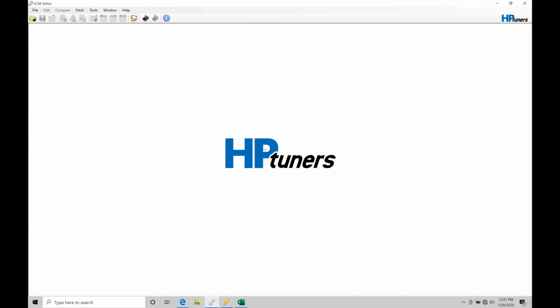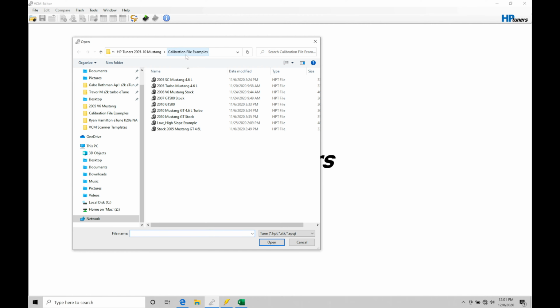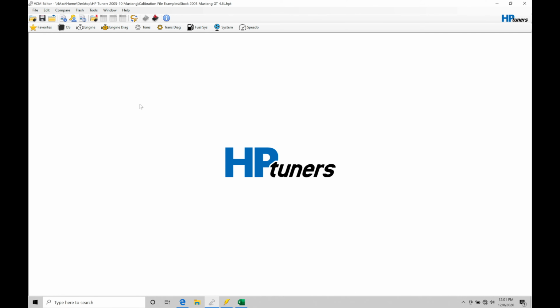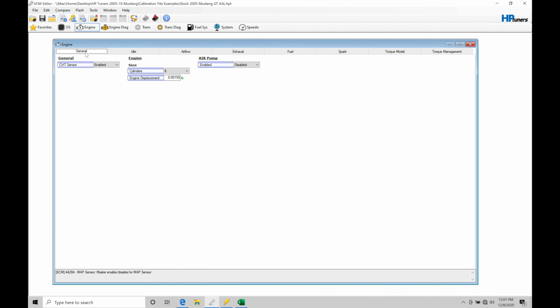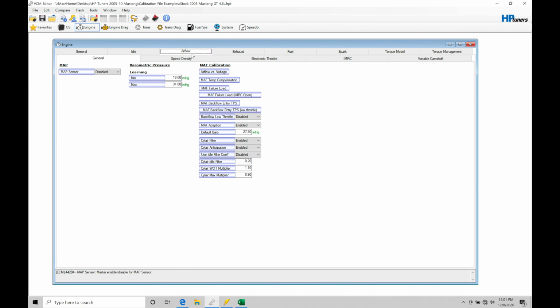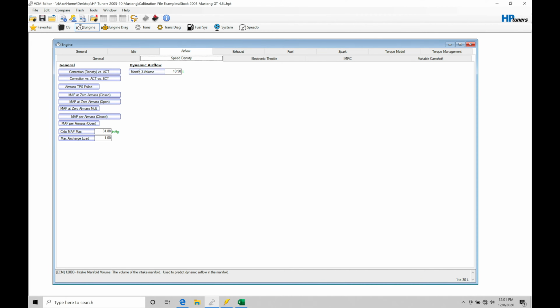So first things first, let's open up a calibration file. I'm going to go here to File Open and then move into our calibration file examples. I'm going to grab a stock 2005 Mustang GT 4.6 liter. Let's click Open here. Now we're going to go into Engine, and then under Engine, moving from General into Airflow and then into Speed Density, we have a parameter called Dynamic Airflow Manifold Volume.